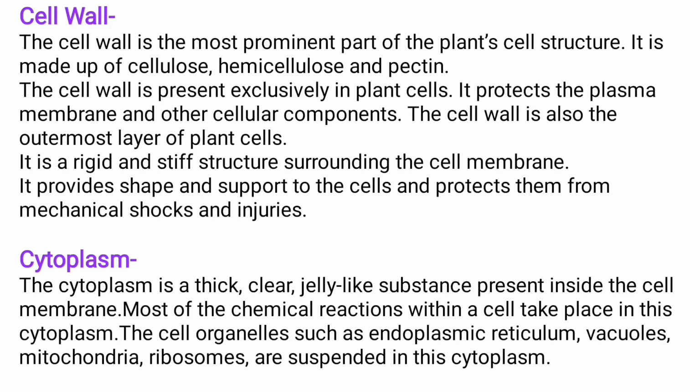Cell wall. The cell wall is the most prominent part of the plant cell structure. It is made up of cellulose, hemicellulose, and pectin. The cell wall is present exclusively in plant cells. It protects the plasma membrane and other cellular components. The cell wall is also the outermost layer of the plant cell. It is a rigid and stiff structure surrounding the cell membrane. It provides shape and support to the cell and protects them from mechanical shock and injuries.